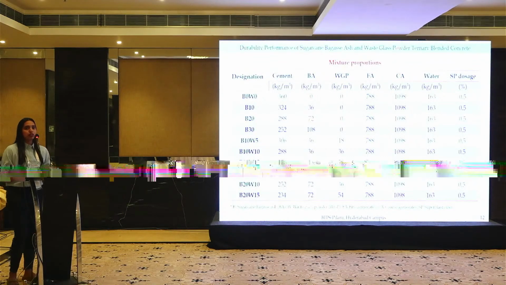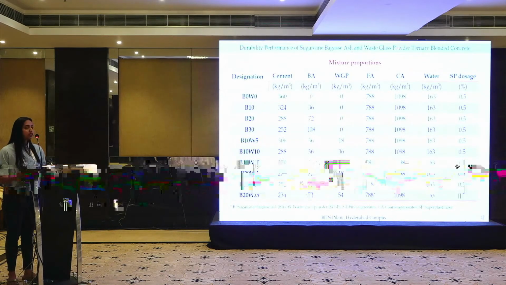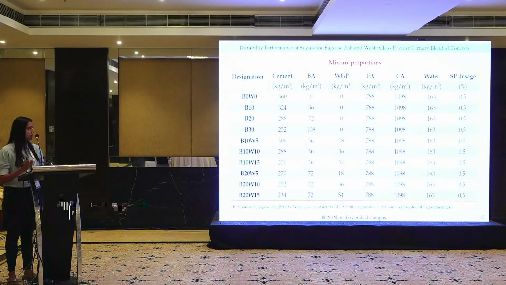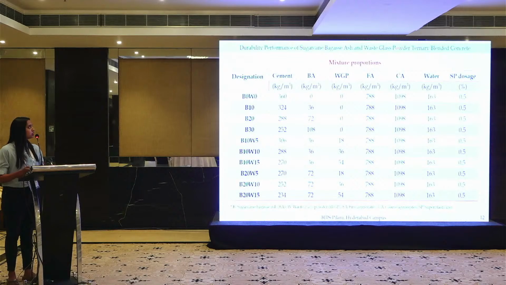So this is the mix proportion adopted for my study. The first one is control concrete. Then we are replacing the cement with bagasse ash at 10 to 30%, and we are fixing 10% of bagasse ash. In that, we are again replacing the cement with waste glass powder at replacement levels of 5, 10, and 15%, and similarly we are taking 30% bagasse ash as constant, and we are replacing further with waste glass powder.